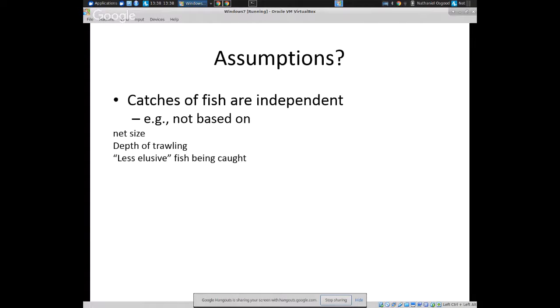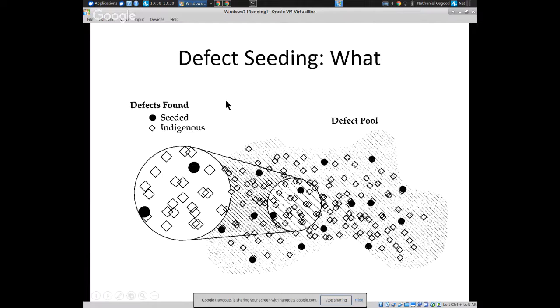There's some other considerations there too. Maybe I'm only catching from a certain region of the pond. Maybe I'm only catching the fish that are in that region. I'm not sampling fish elsewhere, right? These are rough estimates. So we have to bear these in mind.